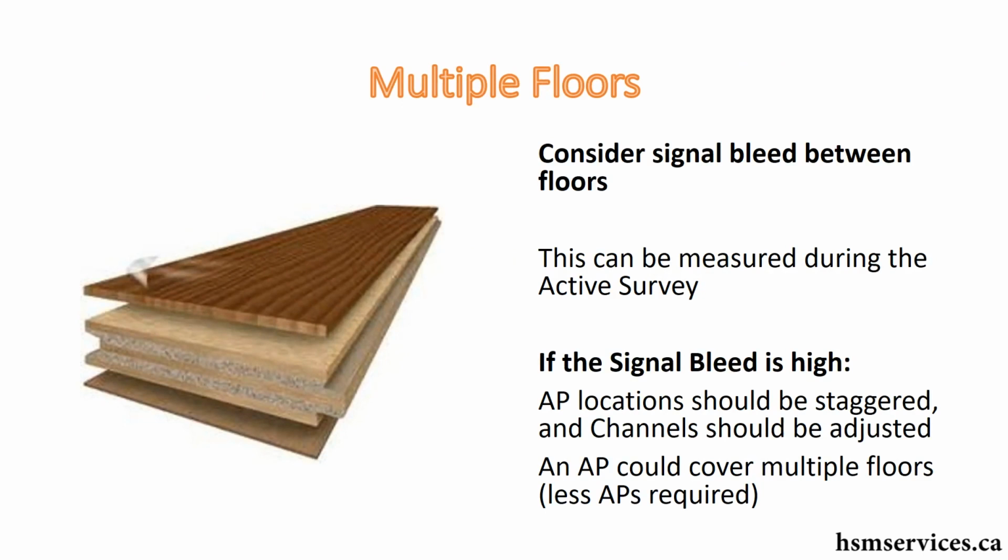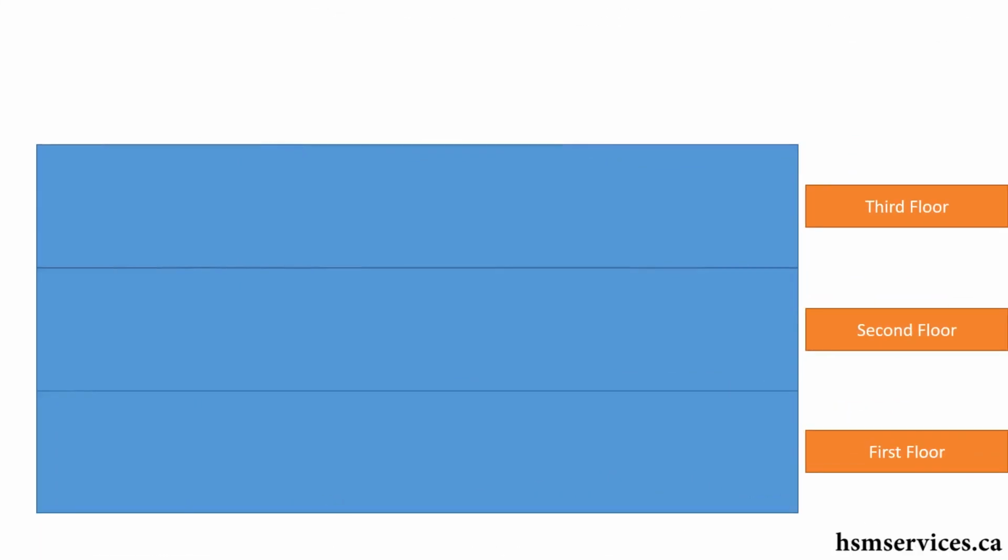Another design consideration you need to think about is when you have several floors in a building, then you have signal bleed between the floors, and you can measure signal bleed during an active survey. And if it's a high signal bleed, then you need to stagger access points, because you don't necessarily need as many access points as you thought you did. I can show you. So if we've got our building and we've got 3 floors, and we stick our access point here, now we've got coverage through all 3 floors.